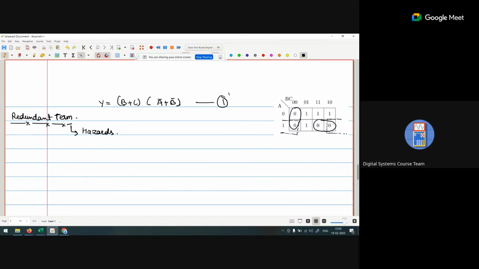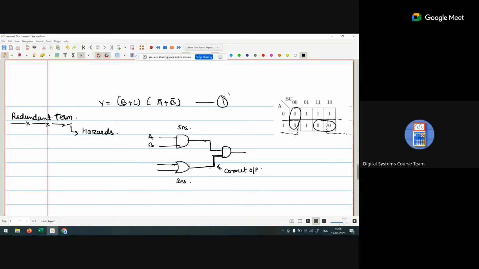Hazard, sir, is basically what happens when we provide some signal to any of the gates: the gate will take some delay. For example, I take one AND gate, A and B, and one OR gate, A and C. One will take a 2 nanosecond time delay and the other will take a 5 nanosecond time delay. After 2 nanoseconds, these two apply into the AND gate, so after 2 nanoseconds we get an output at this point. This is the correct output.